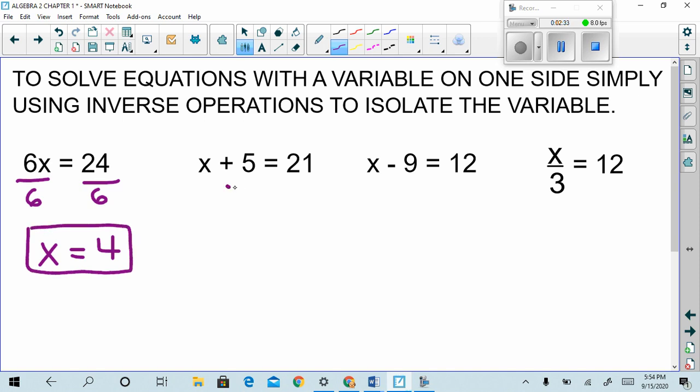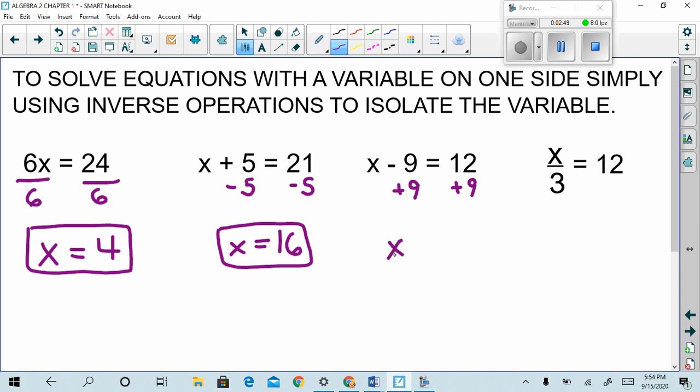In this case, I will subtract 5. If I see add, I'll subtract. X will be equal to 16. Not giving you anything too challenging just yet. I'll do the inverse. I'll add 9 to both sides, and x is equal to 21. This is a division. X divided by 3 equals 12. Inverse operation tells me to multiply both sides by 3. And I get x is equal to 36.